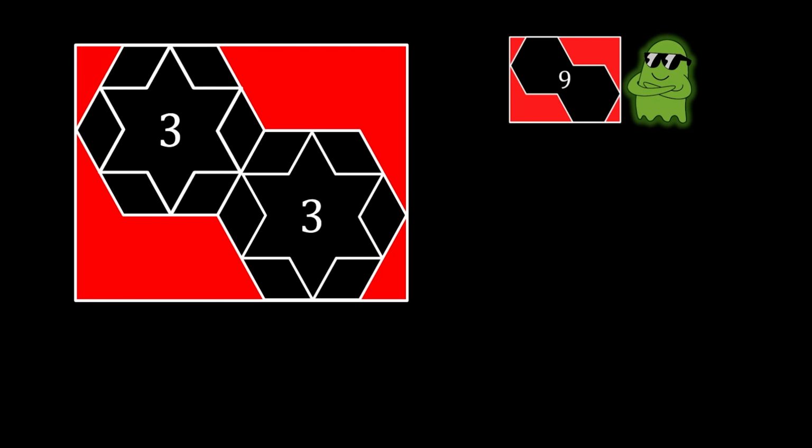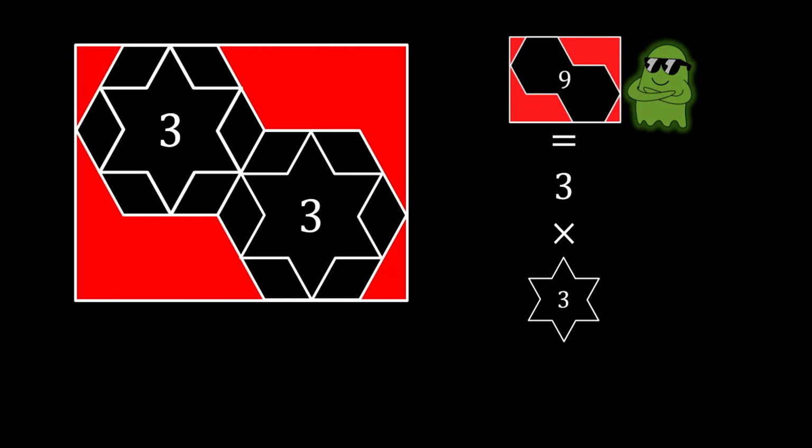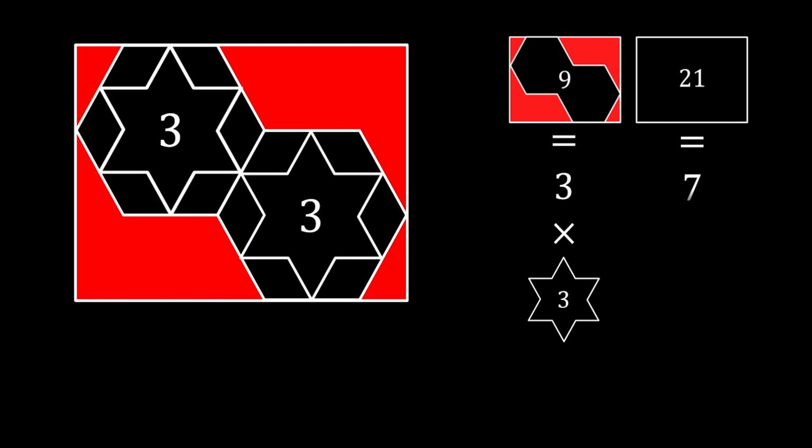Now you can notice some interesting facts, that this area is actually equal to 3 times the area of our star. And if you want, you can calculate the area of the entire rectangle, and this area will be equal to 21, which is actually 7 times the area of our star. And how cool is that?